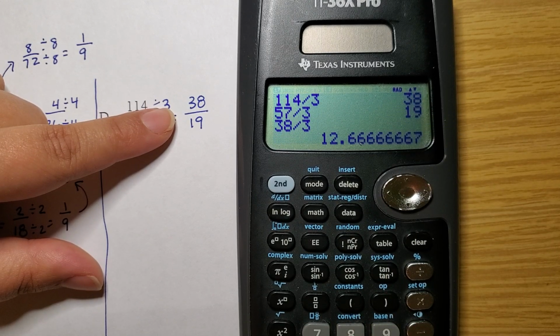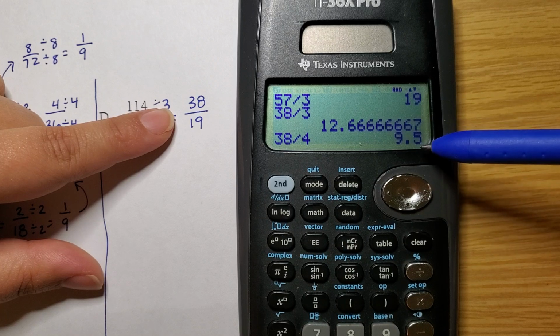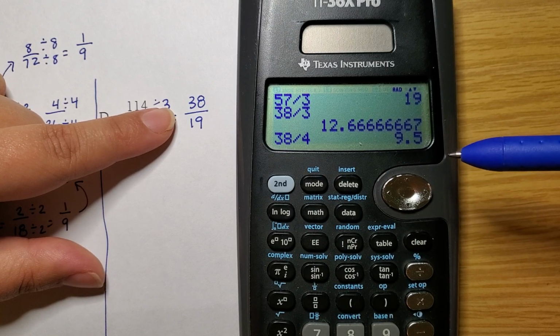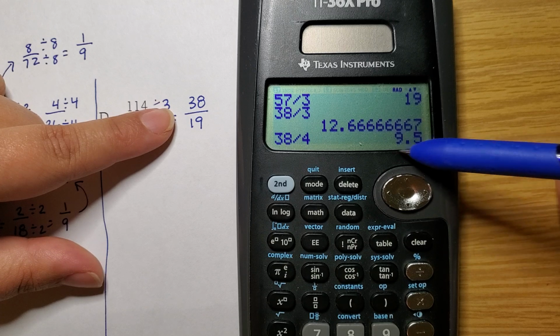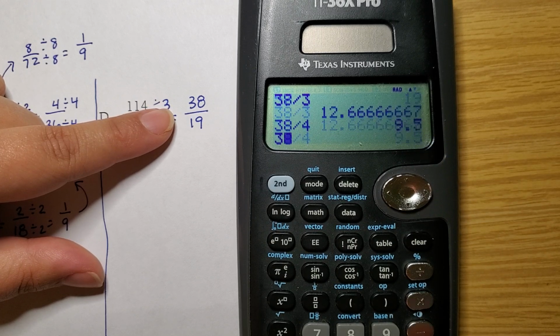3 didn't work. Okay, so let's try 4. And the nice thing is if it doesn't work in the top number, I'm not even going to bother trying it in the bottom because it has to work in both. So I have to get a whole number when I divide. So let's try 5.